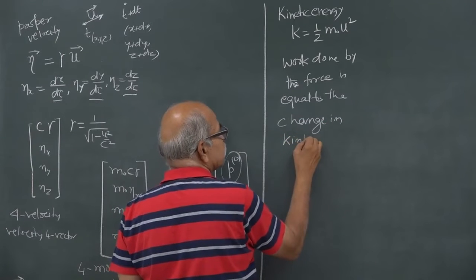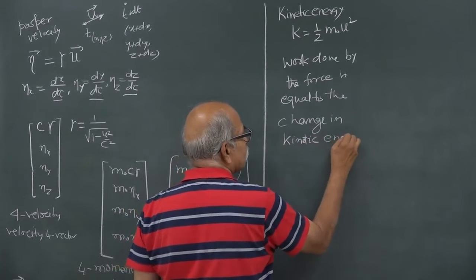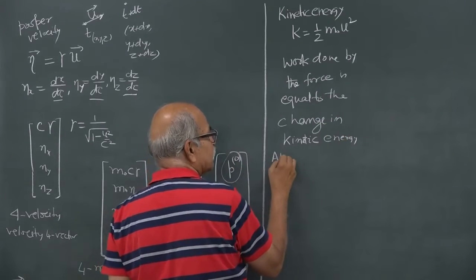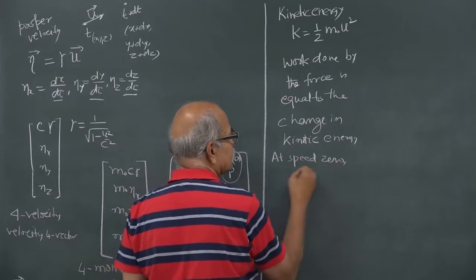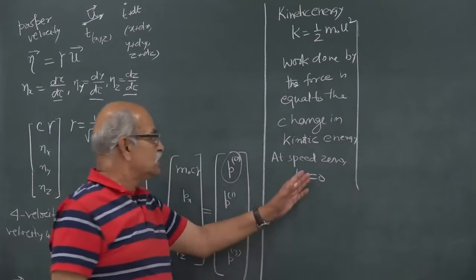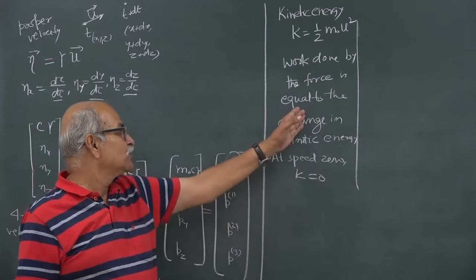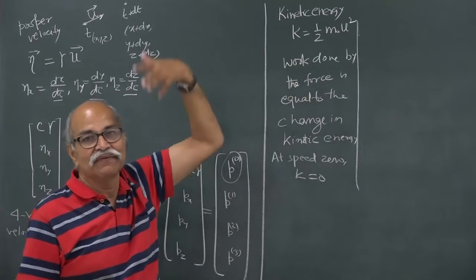This is the energy due to motion, together with we say that at speed 0 kinetic energy is 0, right. So, if you say that at speed 0 the kinetic energy is 0, and then you define the change in kinetic energy, then you have defined kinetic energy everywhere.